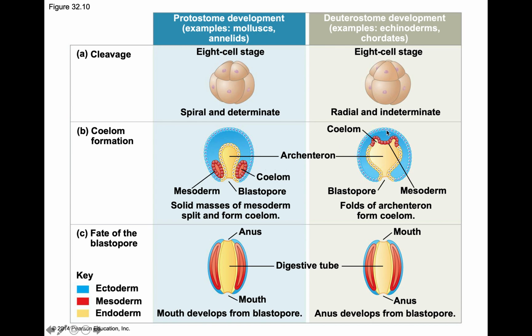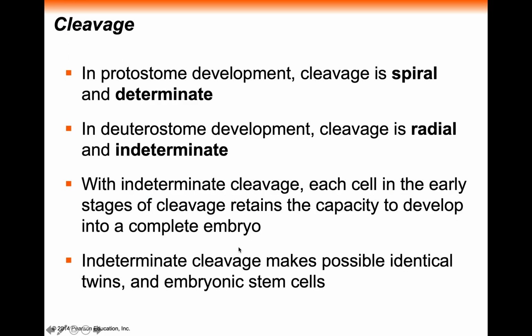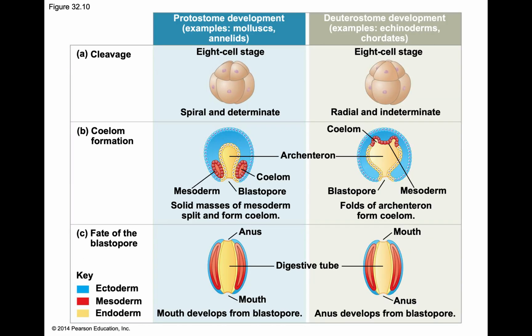Notice that we have a difference in how the mesoderm, or this red layer of tissue, develops too. These cells just kind of flake off and grow in the middle, whereas these ones actually fold in, and then they're going to fill up this area right here. So here we have the anus and the mouth. Here we have the mouth and then the anus. So indeterminate cleavage makes identical twins and embryonic stem cells possible. Again, we only see that in the vertebrate lineage, and then there's one other group along those lines. So more or less, this separates vertebrates from invertebrates.